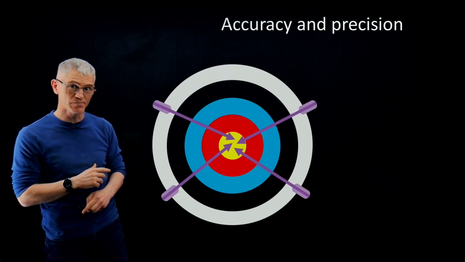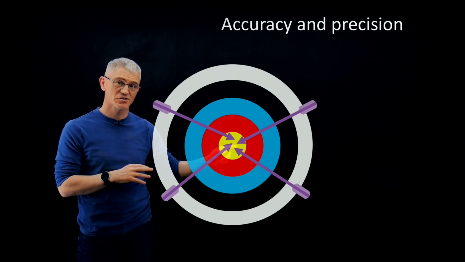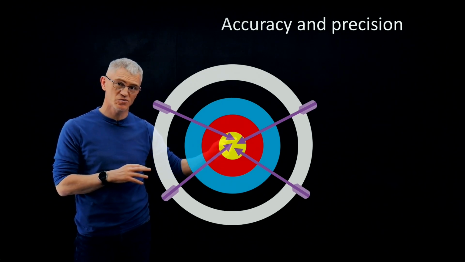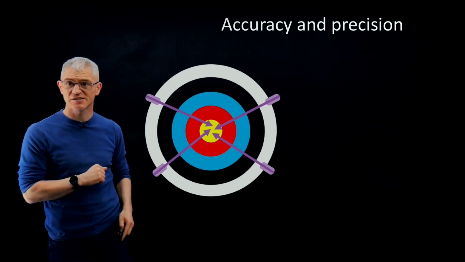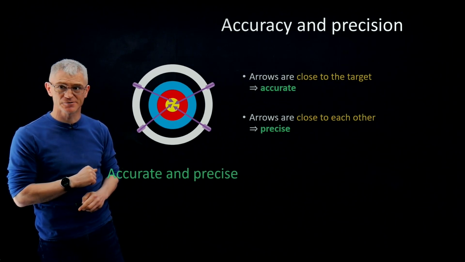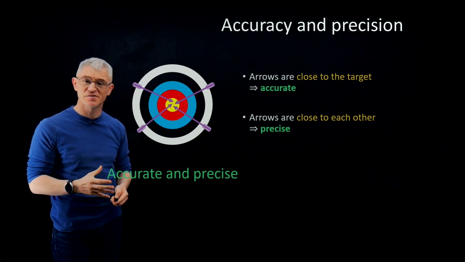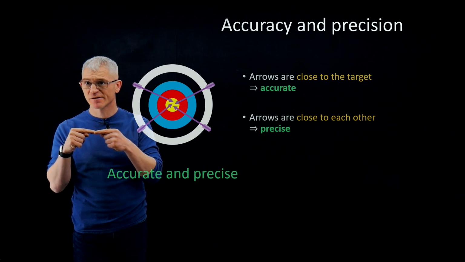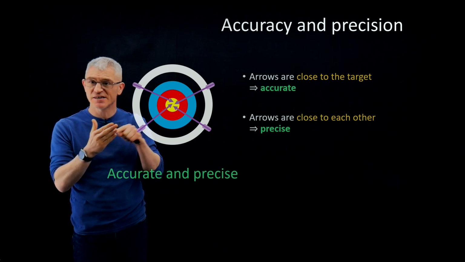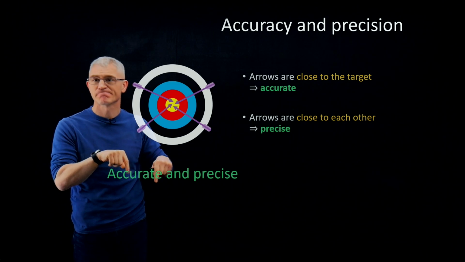And this is the one. If you look here, you've got 4 arrows, all right in the center, on the true value. So this is both accurate and precise. Imagine that in terms of numbers. Your numbers have to be close together and they have to be on the true value. And if that's the case, they're accurate and precise.